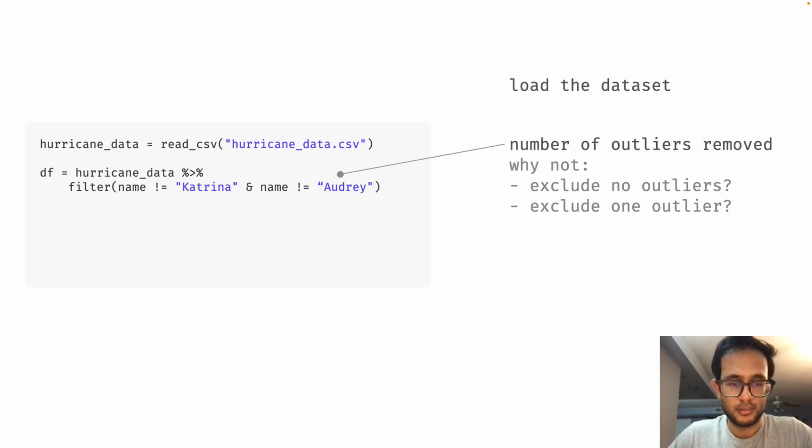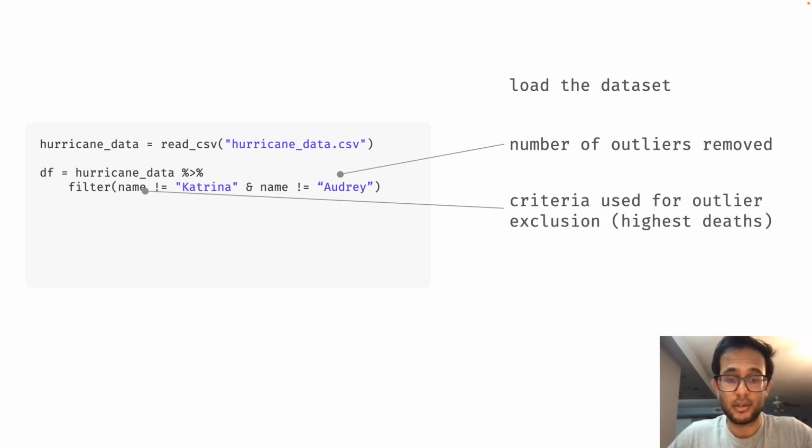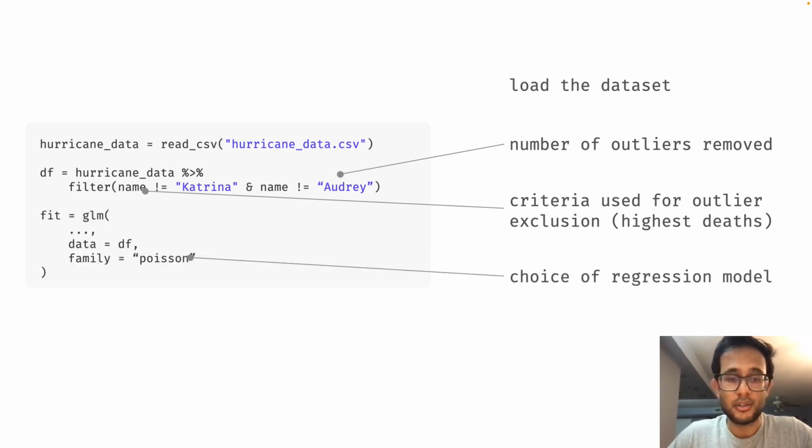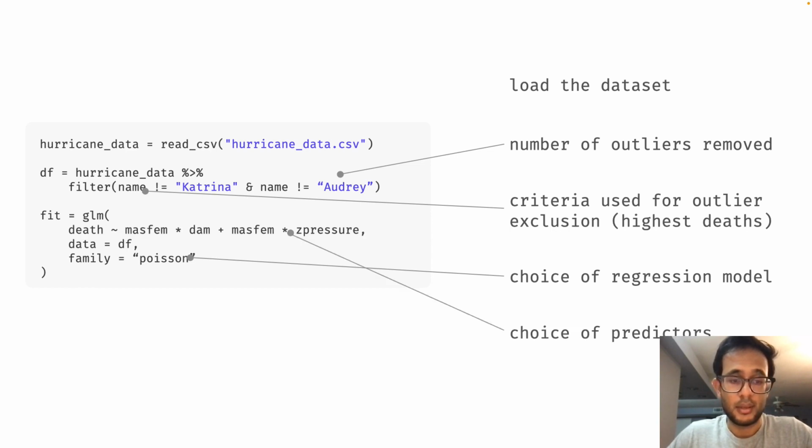Let us move on. Next, they used deaths as the criteria for removal of extreme values. Could they not have removed extreme values based on the amount of damage that a hurricane had caused instead? Another choice was the regression model that they had used. And another was the choice of predictors. At this point, you probably get the picture.